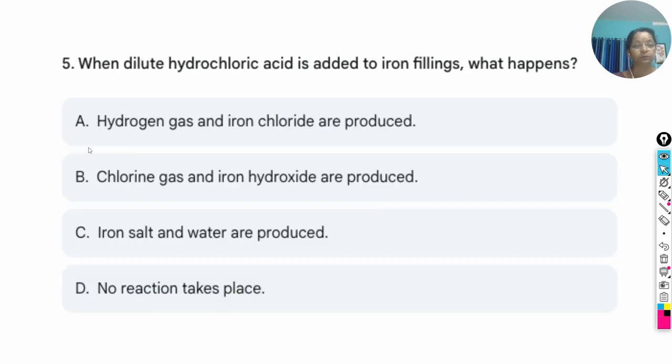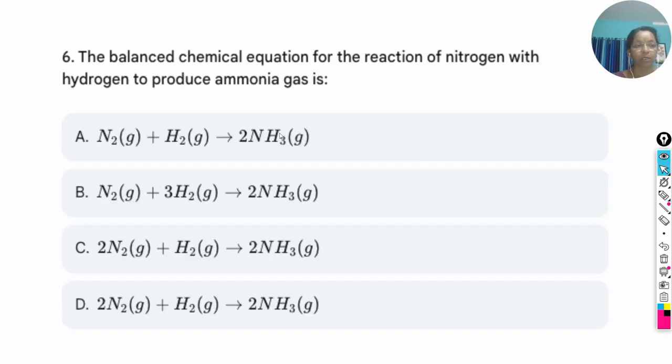The answer is A. When dilute hydrochloric acid is added to iron filings, what happens? No doubt, it's a metal and acid, so hydrogen gas and iron chloride are produced. There is nothing much to think about. Next, the balanced chemical equation for the reaction to produce ammonia gas. Nitrogen and hydrogen combine, so we'll check the number of hydrogen and nitrogen atoms. Nitrogen is balanced here, hydrogen only 2 here but 6 there, so not the answer. In this case, nitrogen is 2 on LHS and 2 on RHS, hydrogen 6 on LHS and 6 on RHS. So this is the balanced chemical equation.